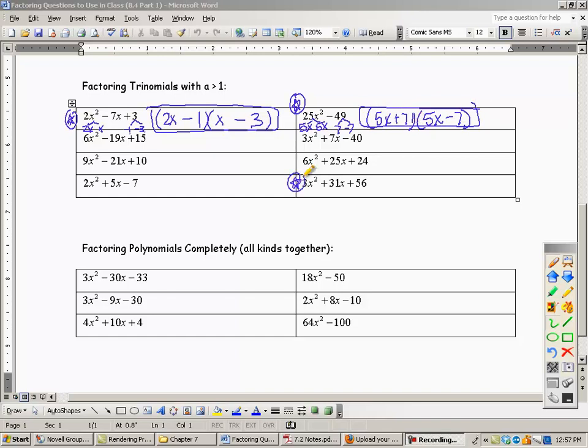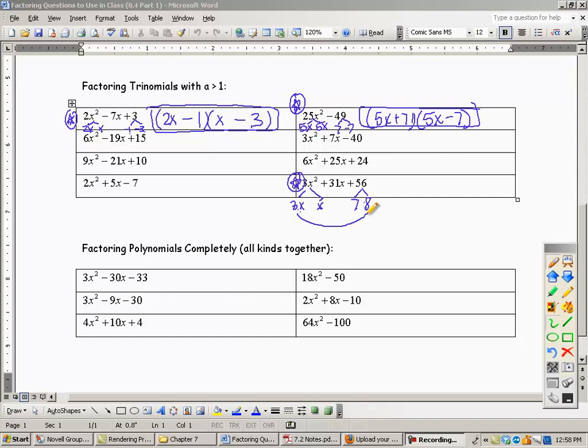This 3x squared plus 31x. 3x squared, again, I'm going to guess and check, is a 3x and an x. 56 is 7 times 8, and that's the one we normally think of, so I'm going to try that one first. If I do 3x times 7, I get 21. 21 plus 8 is only 29, so that's not going to work. So let's go the other way. If I do 3x times 8, I get 24, plus a 7x makes 31x.